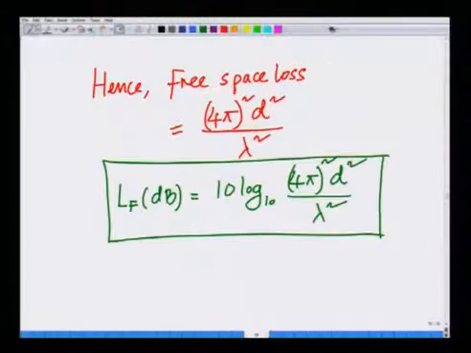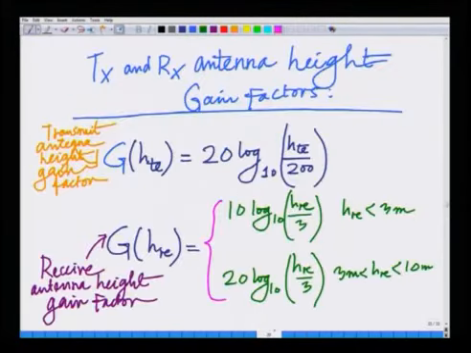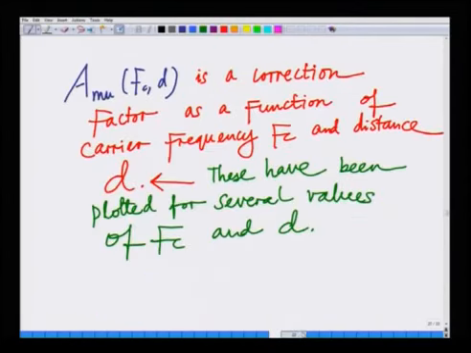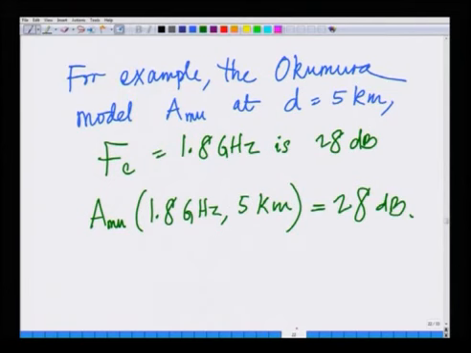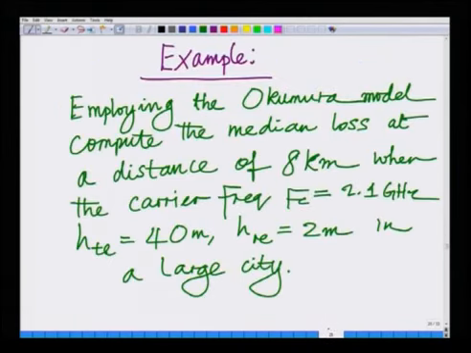All right. And we looked at the different expressions. We looked at the expressions for the free space path loss, the expressions for the transmit and receive antenna height gain factors, and then we also looked at the charts which give us this A mu correction factor, and this G chart which gives us the G area factor, and then we started looking at a comprehensive example.